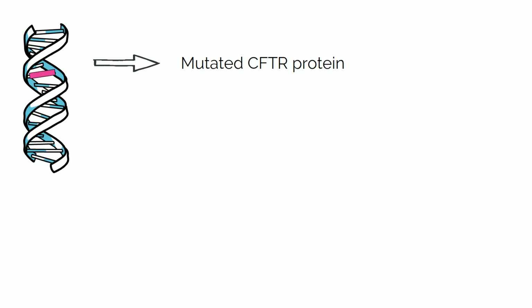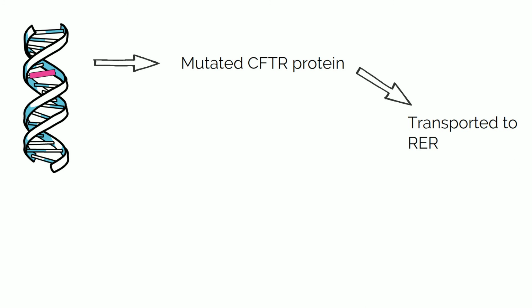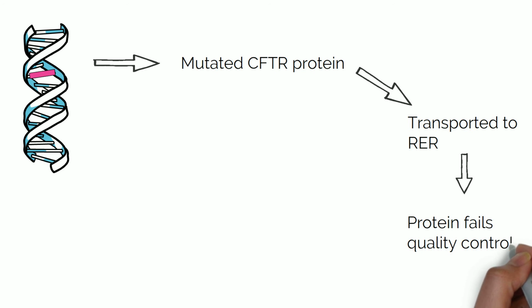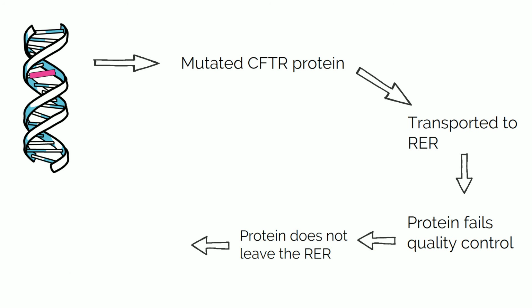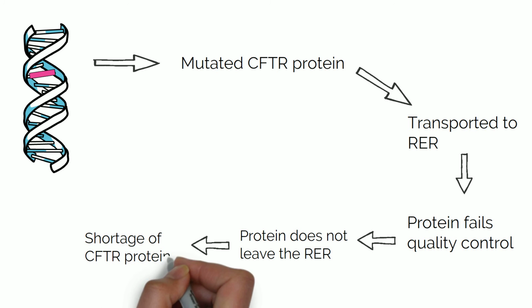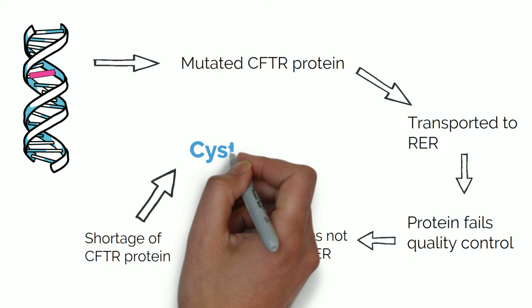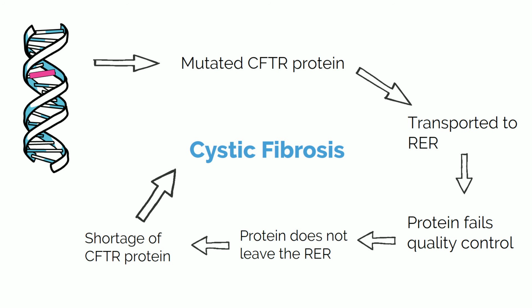it should be. This mutated protein is then transported into the rough endoplasmic reticulum, and it is there that the problems begin. During the quality control phase, this organelle detects the mutation in the protein and therefore it doesn't allow it to leave, which then leads to a shortage of CFTR proteins, giving rise to cystic fibrosis. The protein never reaches the Golgi apparatus and is recycled, and the whole process repeats over and over again.